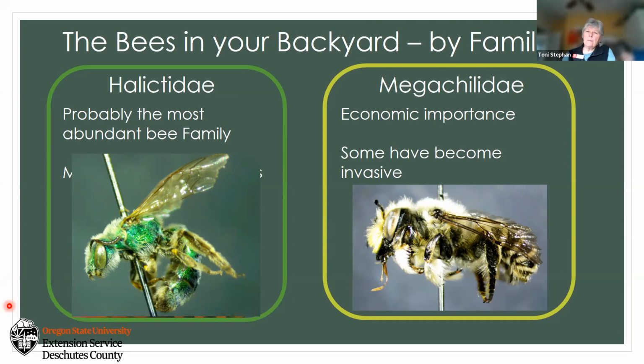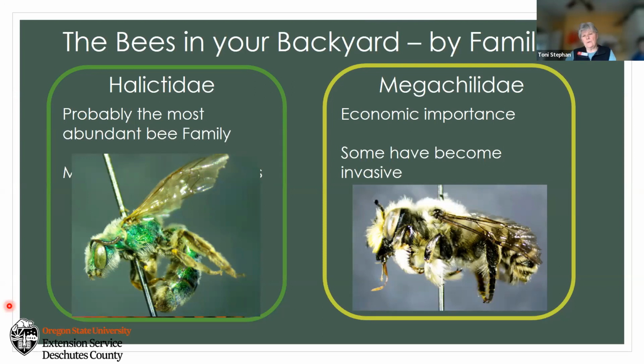These two are of economic importance in the fact that the leafcutter bee, Megachile rotundata, and Nomia melanderi are both important for pollinating alfalfa. But there are some bees that have been brought in, some Anthidiums that have become very invasive. And so we do have a couple of bees in this family that are invasive.